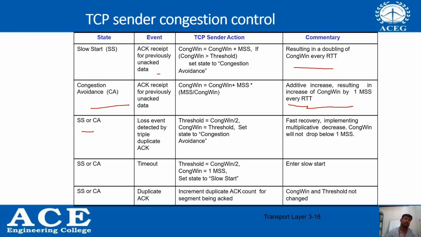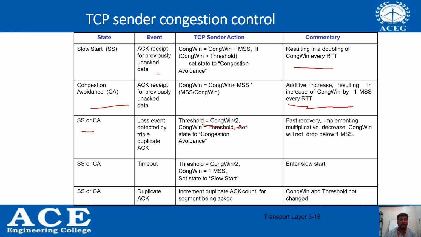Now in slow start or congestion avoidance, if there is a loss event detected by triple duplicate acknowledgement, then it means it's a fast recovery process. Before the timer expires itself, we will be retransmitting the last one. And one more important thing is we are going to decrease our threshold to half of the congestion window size and try to set our congestion window.